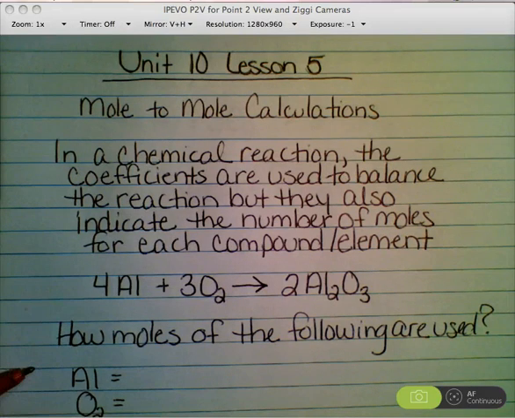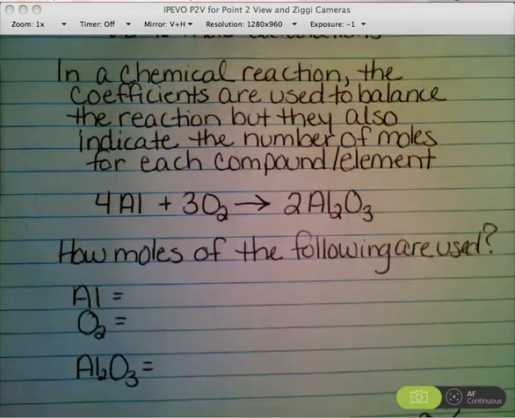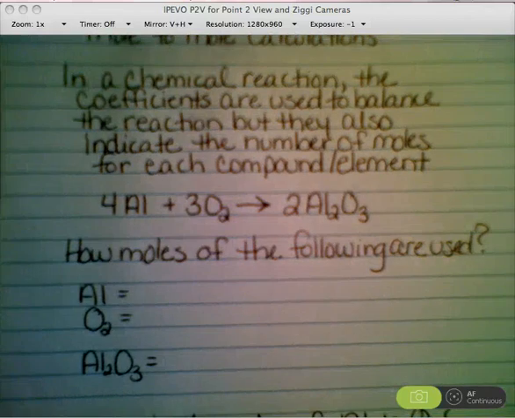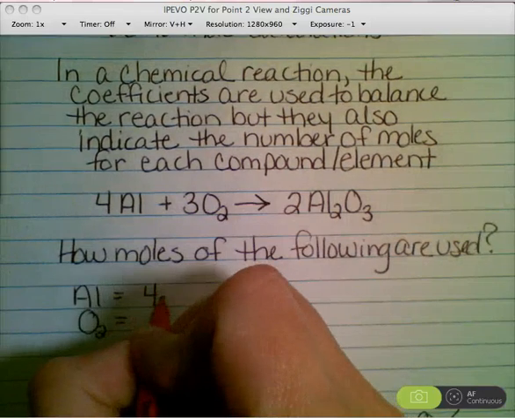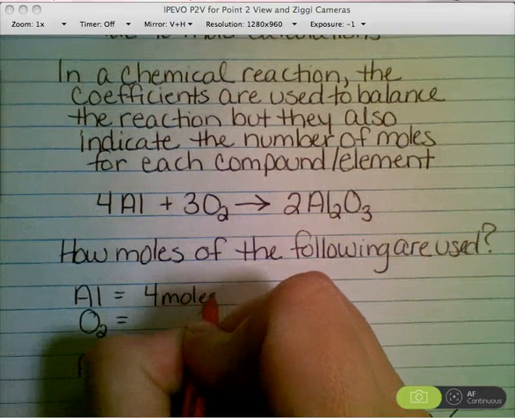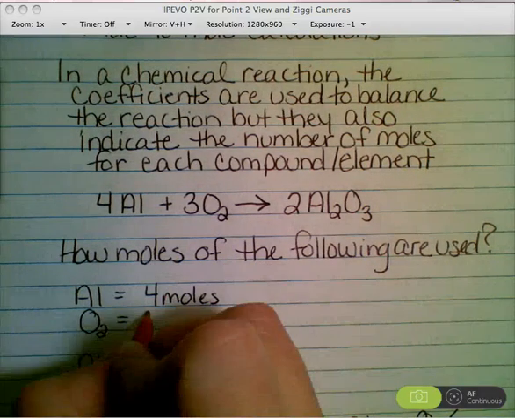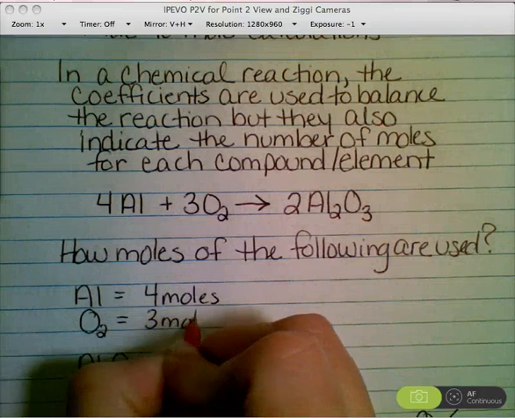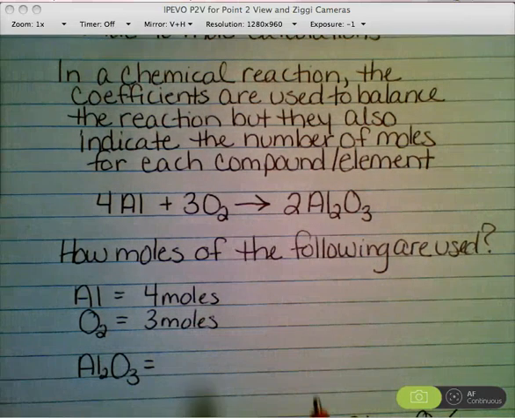So how many moles are there of the following compounds? Well, how many aluminum elements are there? We would have 4 moles of aluminum. How many moles of oxygen? 3. And then how many moles of aluminum oxide? 2.